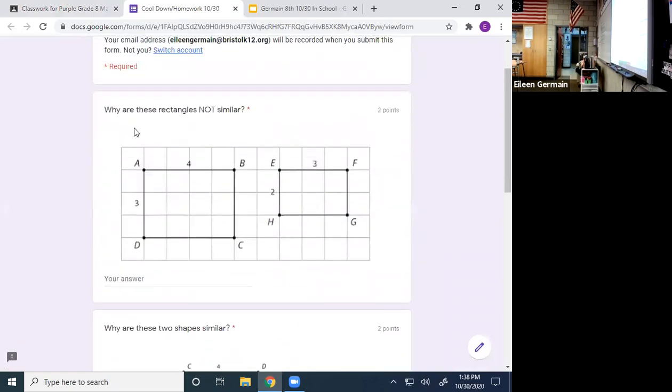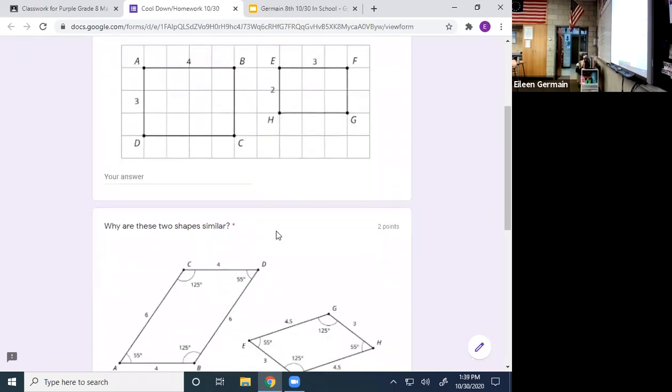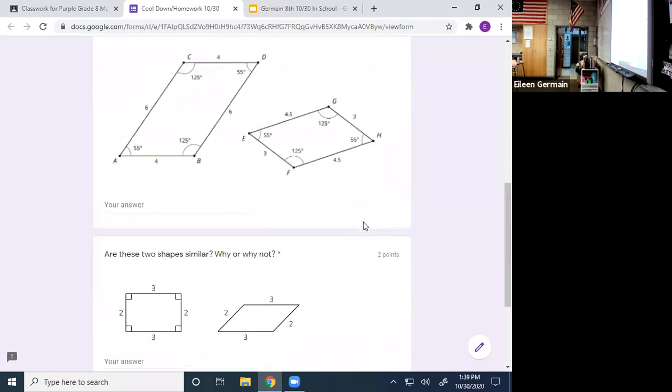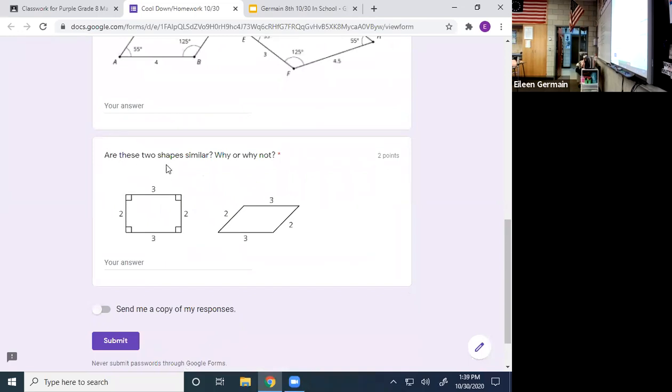First, why are these rectangles not similar? So you have to tell me in this answer here, why are these not similar triangles? Think about how they have to be proportional, and think about what proportional means, okay? Then, why are these 2 shapes similar? What's the same about these 2 shapes? And are these 2 shapes similar? Yes or no? And why or why not?